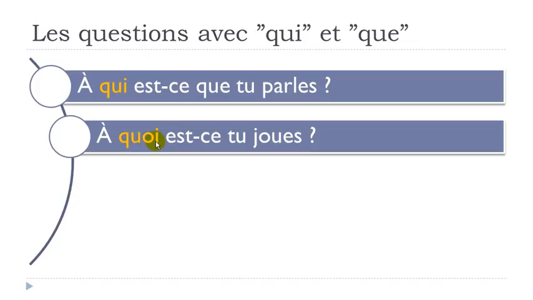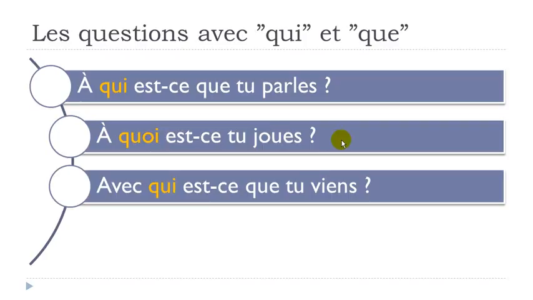Why do we have this quoi and not que? Okay, well, because that's the rule, and we'll see that, but that's the rule in French. If you want to construct a question like here with que, but then it is constructed with a preposition, then que will change and then it will become quoi. Okay, that's the reason why. Qui doesn't change, que will be transformed into quoi. So that's the reason why here we've got à quoi est-ce que tu joues?